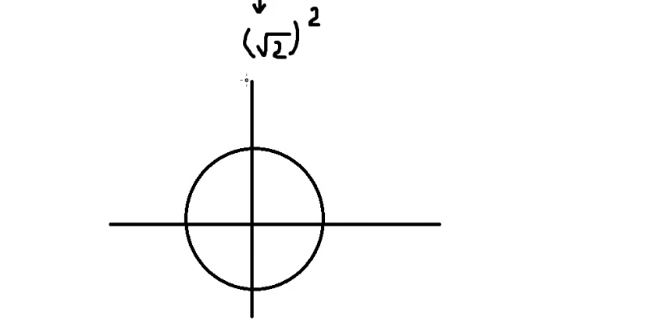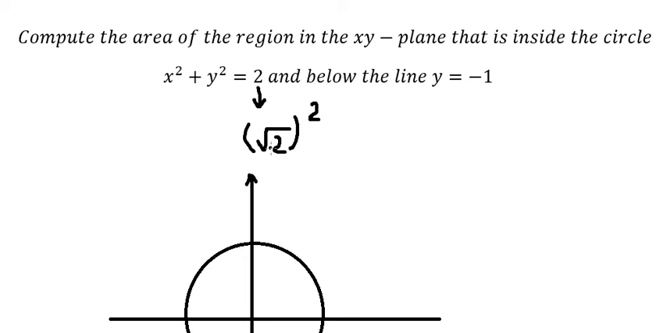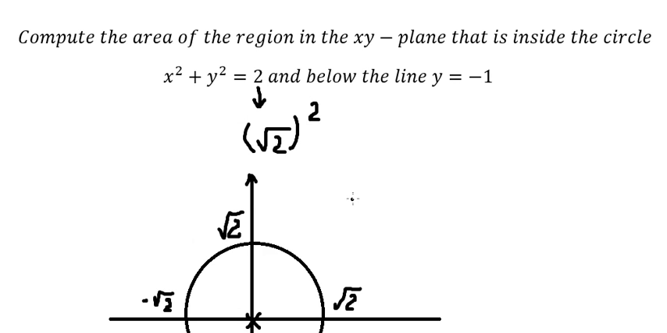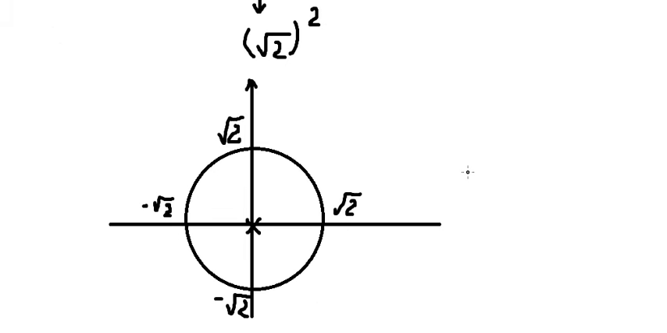So we know that the radius of the circle is about this one, and the center is at (0, 0). Below the line y equals negative 1, that should be this line in here. So they want to find this area.